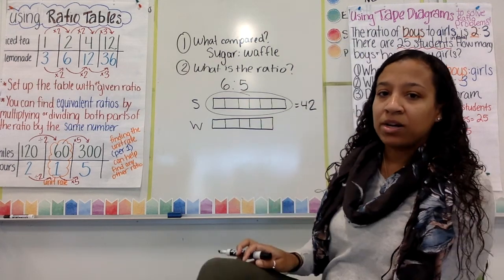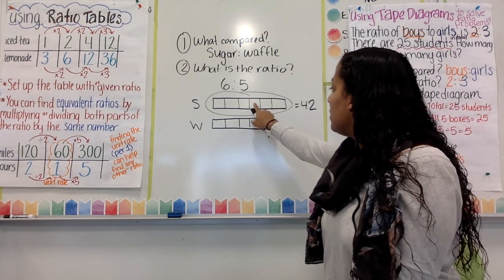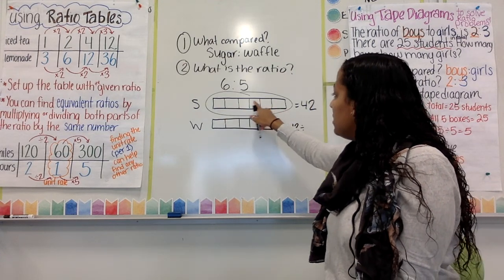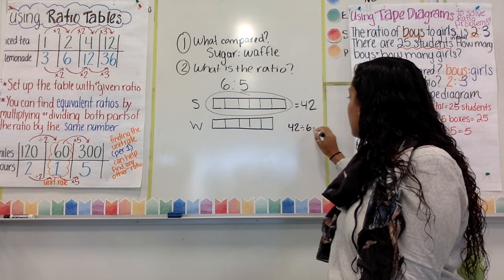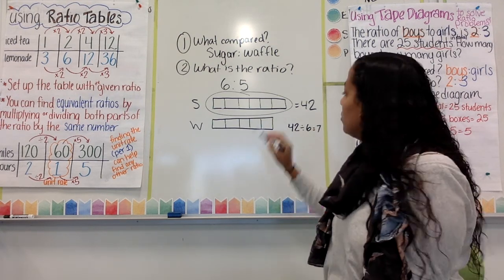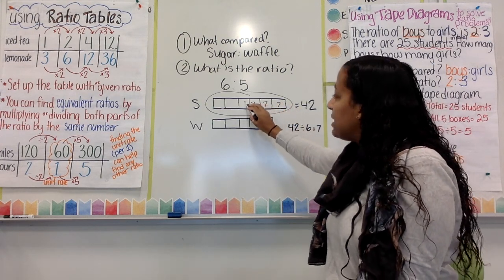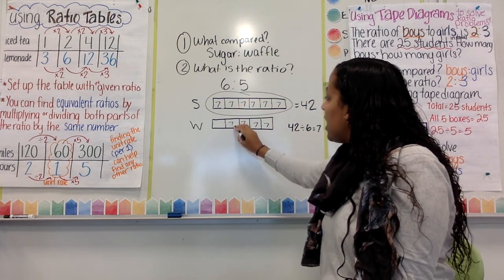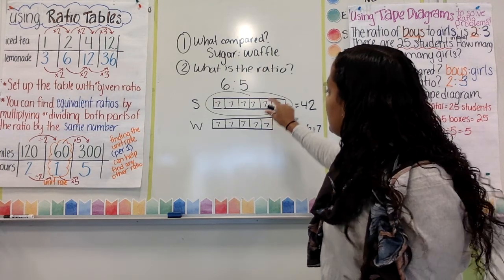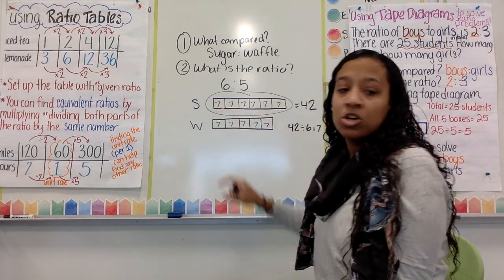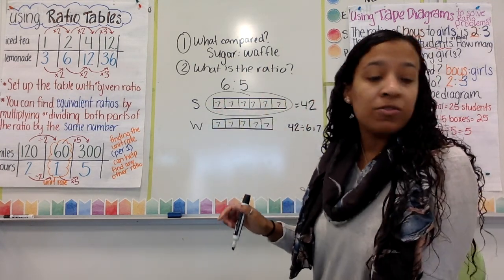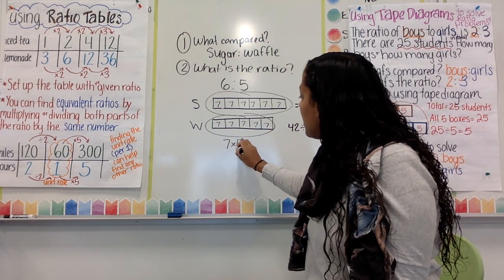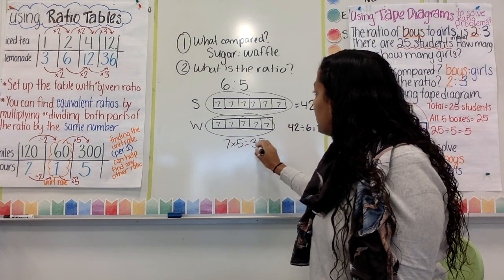What's the value of each box? If I have 42 and I divide it by the 6 boxes, I get 7. So each box in my tape diagram has a value of 7. And my sugar and waffle are the same value also. So how many waffle cones would be sold? Here are my waffle cones, 7 times 5. There are 35 waffle cones.